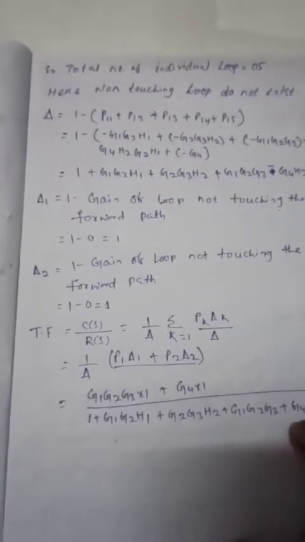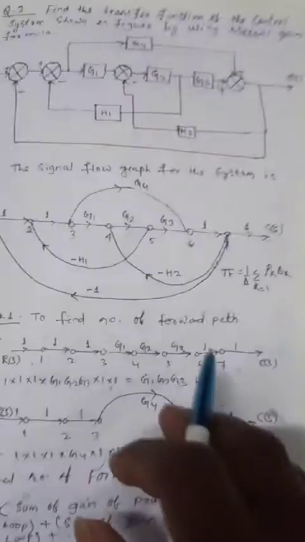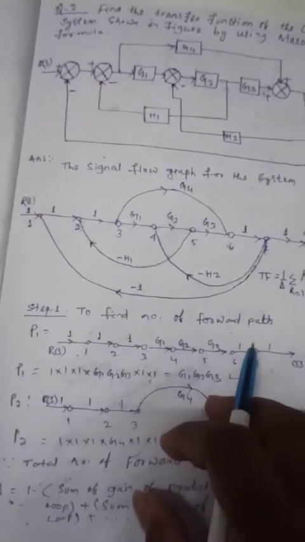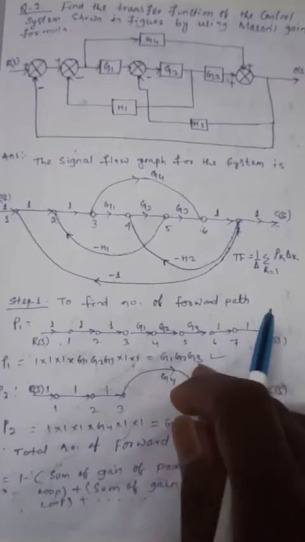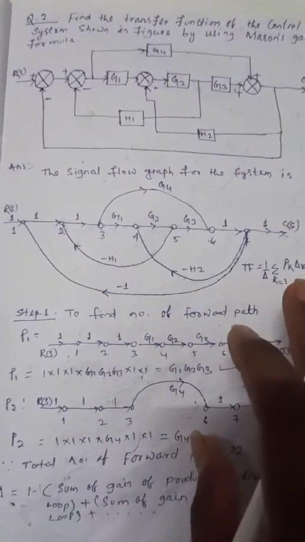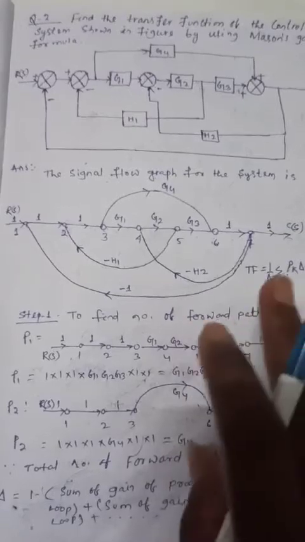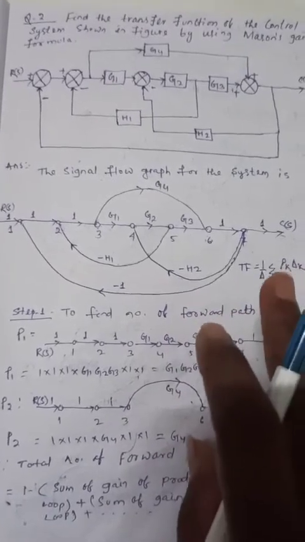Then we have to calculate non-touching loops. Look here at this signal flow graph. That means we have to find how many loops are not touching each other, that is, there is no common node between two loops. That is called a non-touching loop.